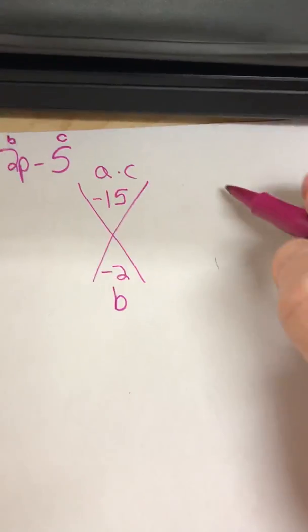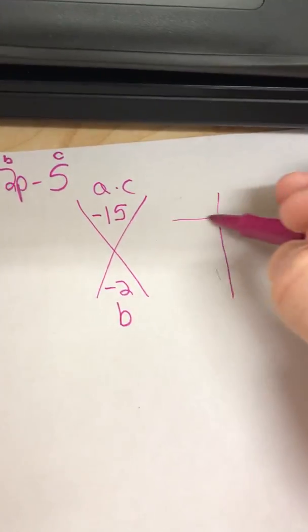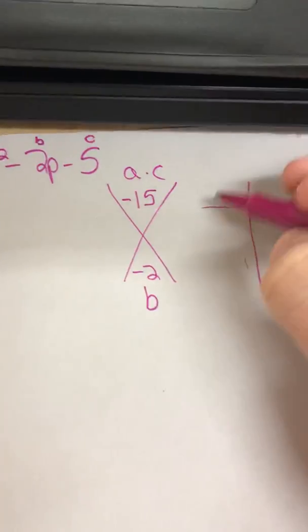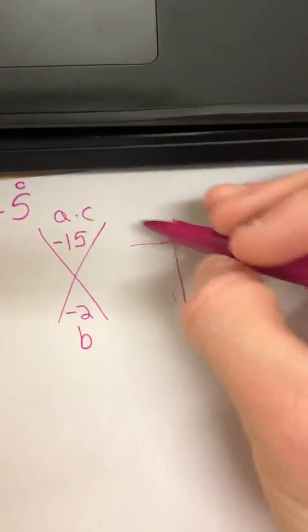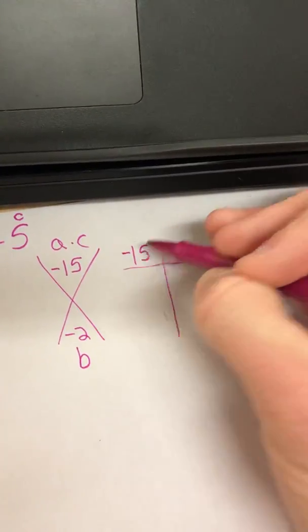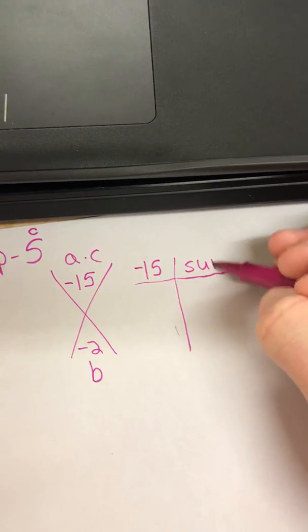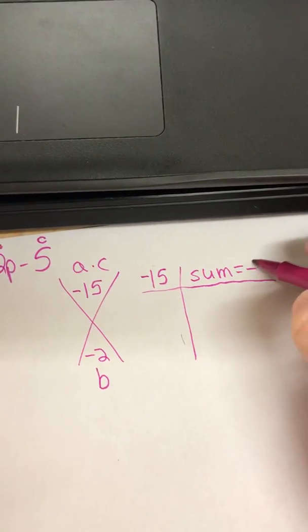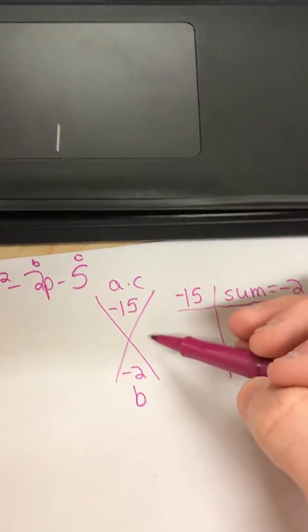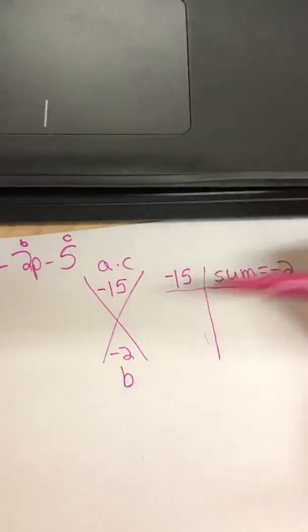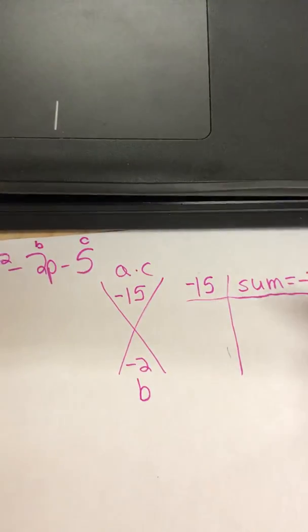All right, and now we can set up our t-chart for this. So on the left, we put the number we are multiplying to, so that would be our negative 15. And on the right, it is the sum, which is negative 2. Remember, we are finding two factors that multiply to the top number and add to the bottom. So that's why it is sum.